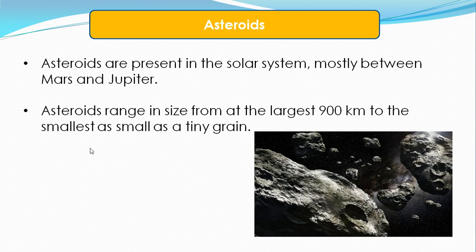Asteroids are present in the solar system, mostly between Mars and Jupiter. Asteroids can range in size from the largest at about 900 kilometers to the smallest, which could be as small as a tiny grain of sand.